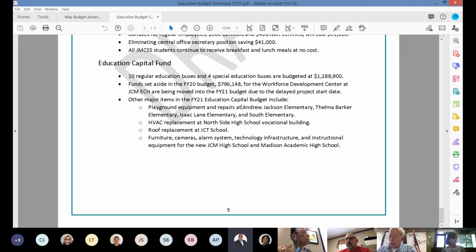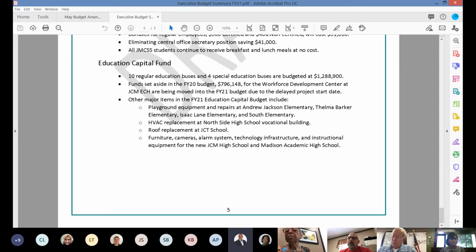Ray, I think I recall that this last item, the JCM and Madison, was dependent on contingency, roughly $5 million for those items. Is that right? Yeah, that's the estimate to make sure we outfit those schools where we would like to with furniture, cameras, alarm system, and other technology infrastructure. That's one thing that's out there. If it's the first thing off the list, that's what I would choose to make sure that we take care of first, along with buses.